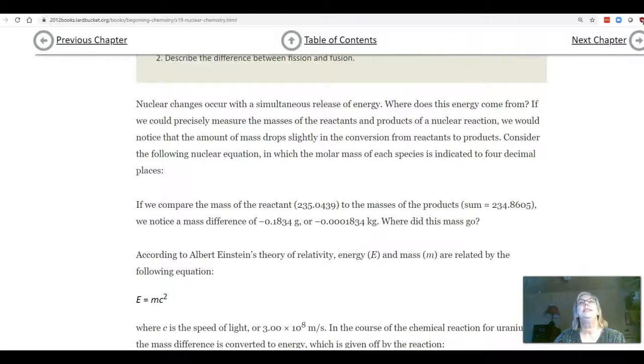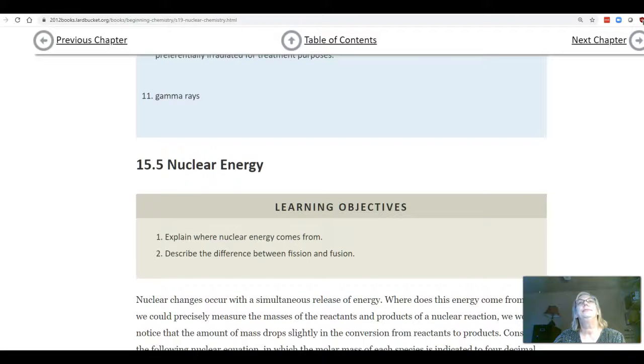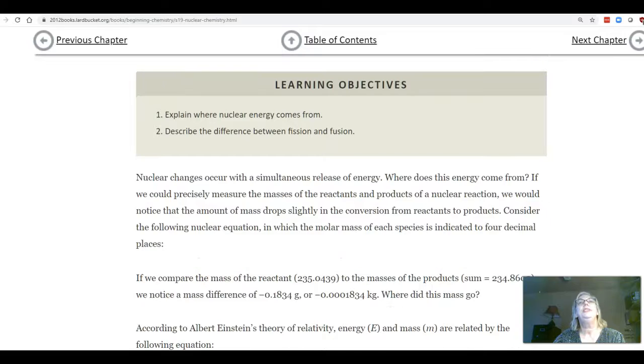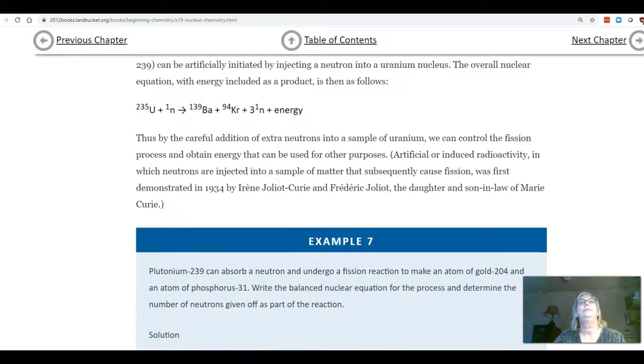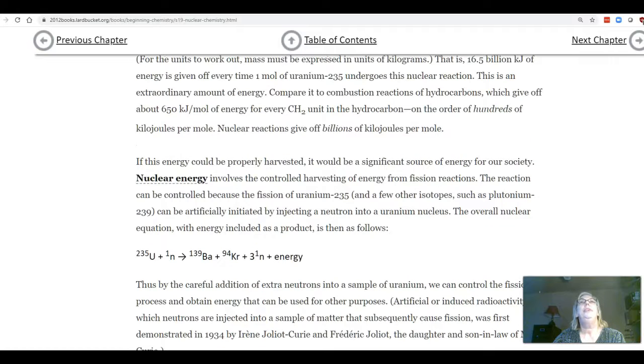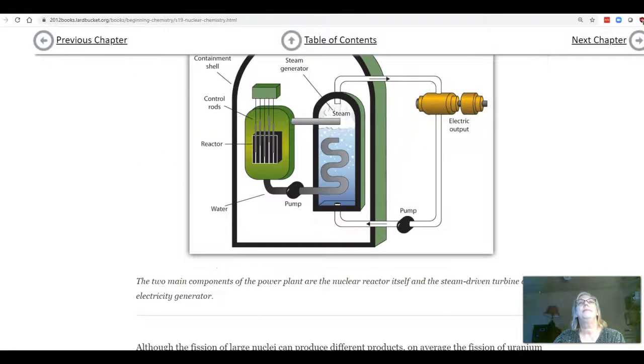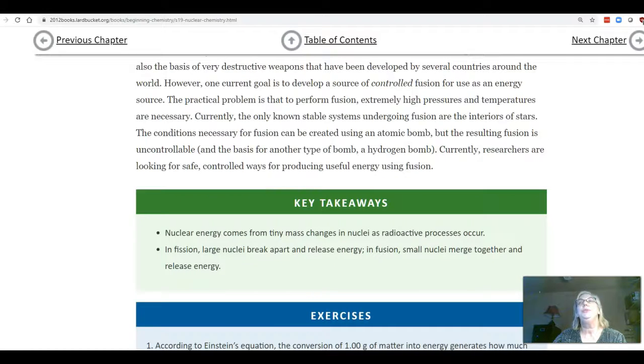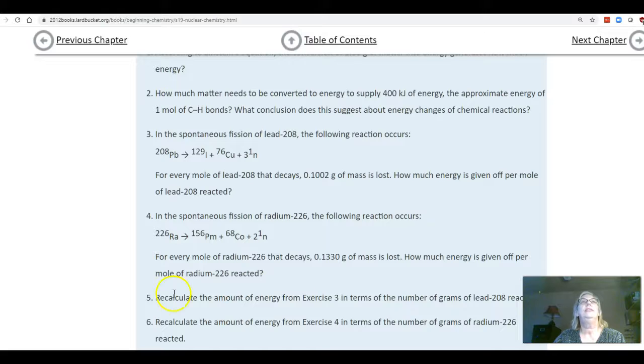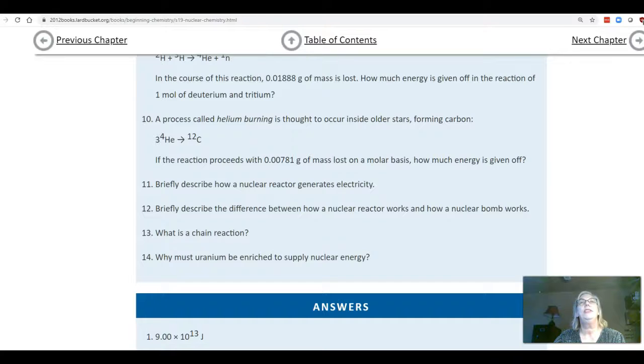So like I said, this is more of a conceptual chapter, so that's good. And we're going to talk about using nuclear energy in fission and fusion. The important thing here is to be able to do nuclear reaction formulas like this, so reactions like this. So we'll do some of that in our class.